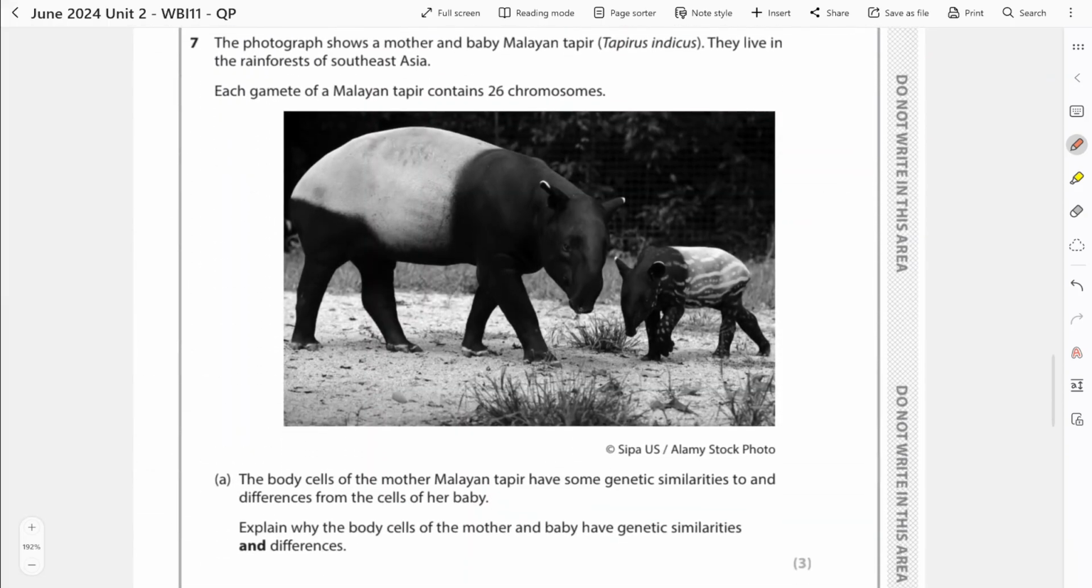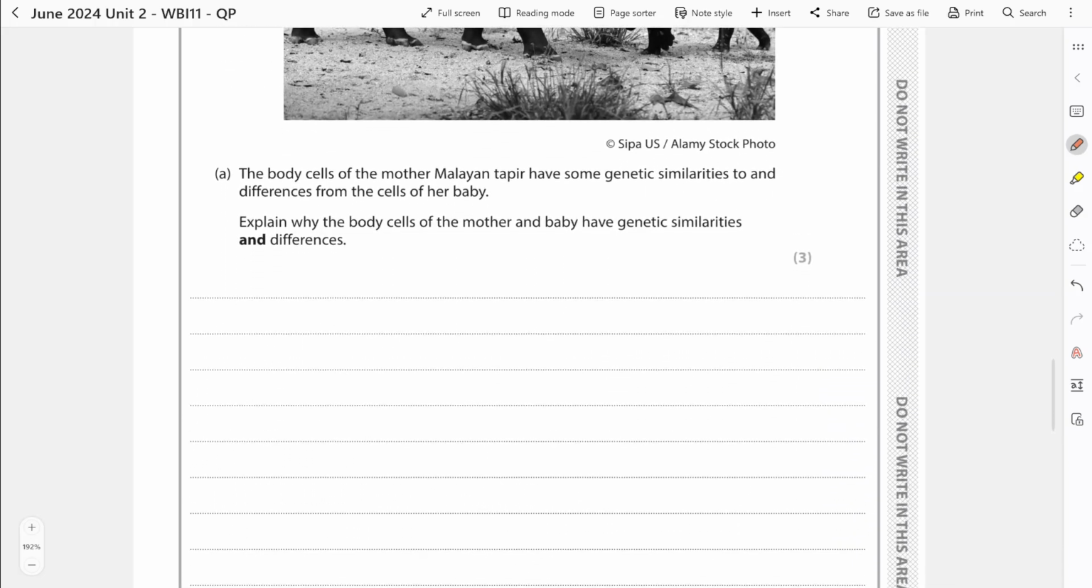Let's move on to question 7. The photograph shows a mother and a baby Malayan tapir. They live in the rainforests of Southeast Asia. Each gamete of a Malayan tapir contains 26 chromosomes. Part A. The body cells of the mother Malayan tapir have some genetic similarities and differences from the cells of her baby. Explain why the body cells of the mother and baby have genetic similarities and differences.